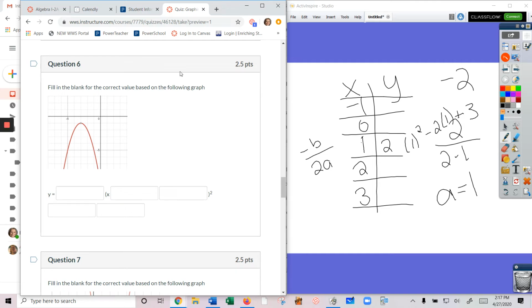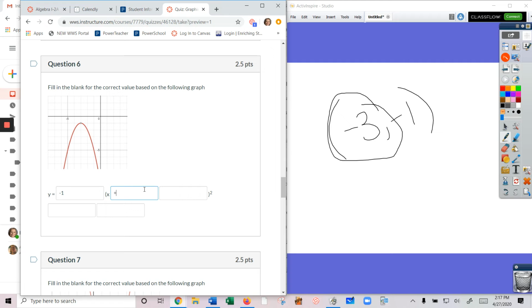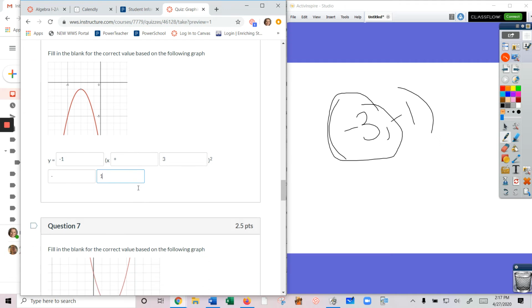Okay, so now we want to do writing the equation. To write the equation of a graph, we're going to determine if it opens up or down, and we're going to determine its vertex. So this parabola opens down, so we know we need a -1 for our A. And we know that the vertex of this parabola is the ordered pair, let's see, 1, 2, 3, -3, -1. So our H value is -3, but when we plug it in, it's the opposite sign. So we need a +3 over here, and we need a -1 for our K value.